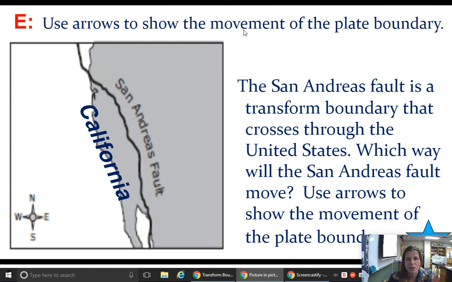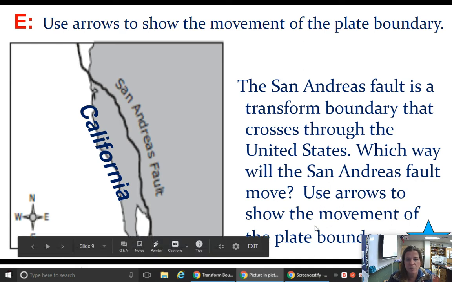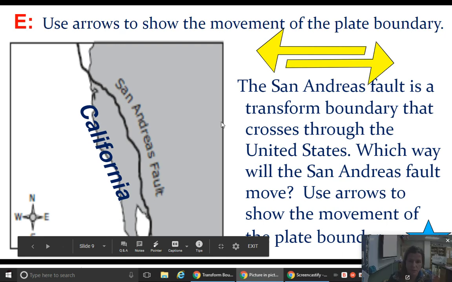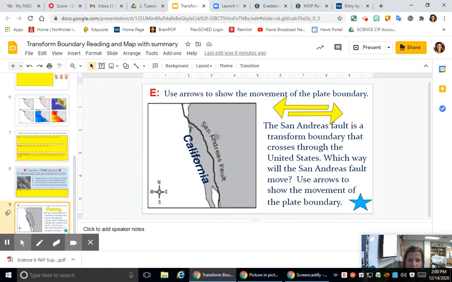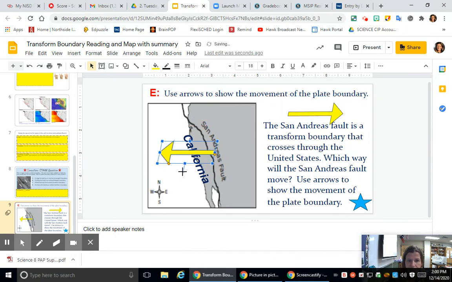Use arrows to show the movement of the plate boundary. So the San Andreas Fault is a transform boundary that crosses through the United States. Which way will the San Andreas Fault move? Use arrows to show the movement of the plate boundary. Okay, so what we could do is drag and drop those arrows to indicate that the plates are sliding past each other.